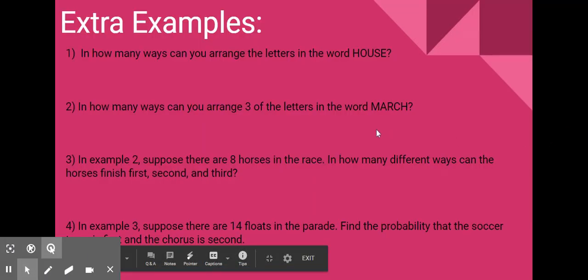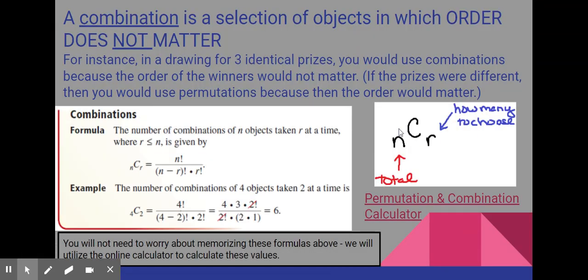Okay, the next thing, and those are some examples you guys will go through. Next thing is your combination. So a combination is where order does not matter. For instance, if I'm giving out identical prizes, I'm giving out prizes for the first 3 people, but they're all getting a $10 gift card, then it doesn't matter the order in which I pick them. But if the first person gets a $20 gift card, the second person gets a 15, now order does matter.